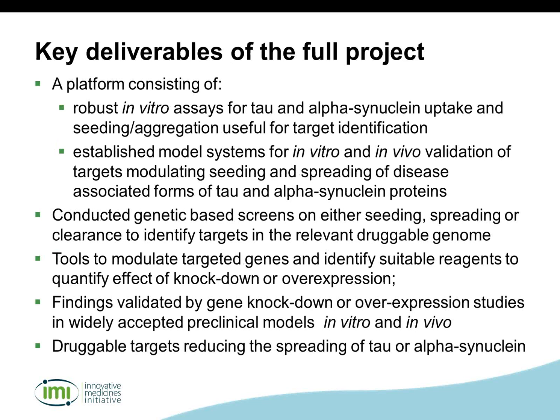So to sum up, what are the key deliverables of the full project that we anticipate we will end up with? The way the project is structured, we anticipate that we should end up with a general platform of different models and tools which should allow us to study different aspects of the biology of the misfolded proteins, tau and alpha-synuclein. That is, this platform should consist of robust in vitro assays for tau and alpha-synuclein uptake and seeding aggregation, which is useful for target identification.